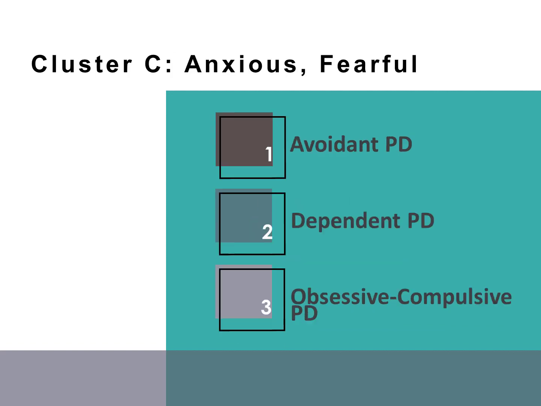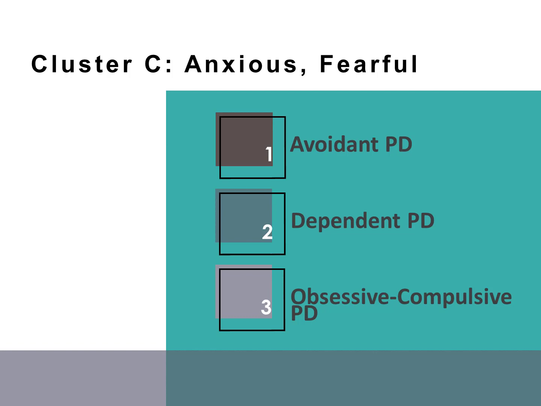Cluster C deals with anxious and fearful personalities. Avoidant personality disorder. So these are people who avoid relationships, especially romantic relationships, out of the fear that they'll be hurt or be abandoned. So I'm not even going to give you a chance to abandon me because I'm not even going to give you a chance to be in a relationship.